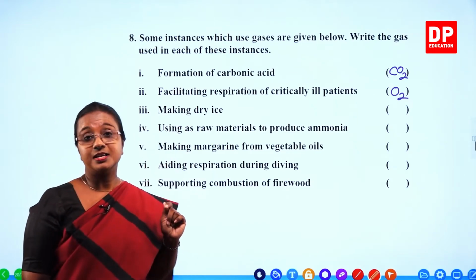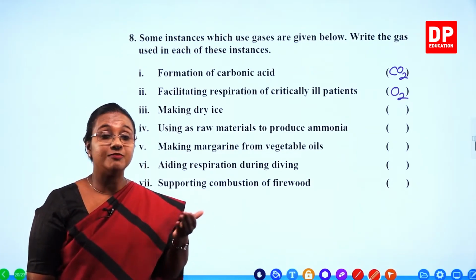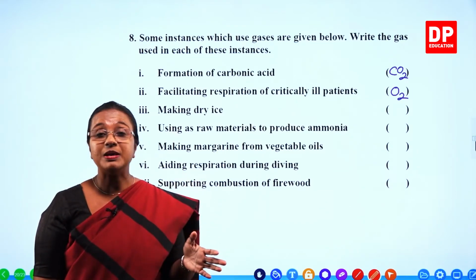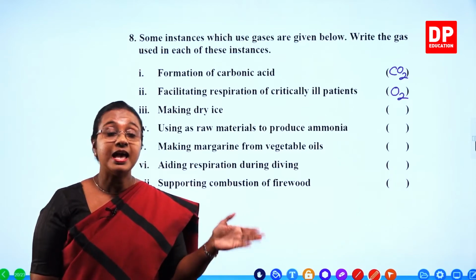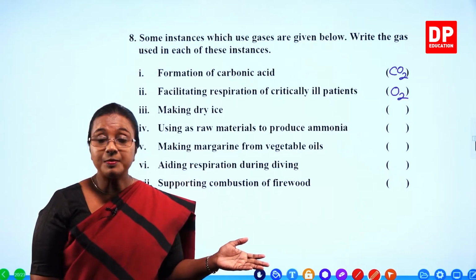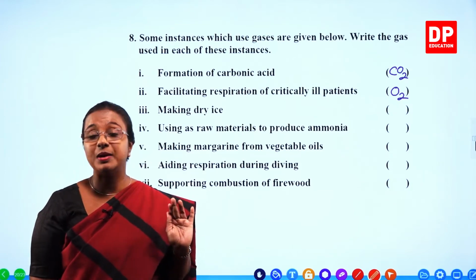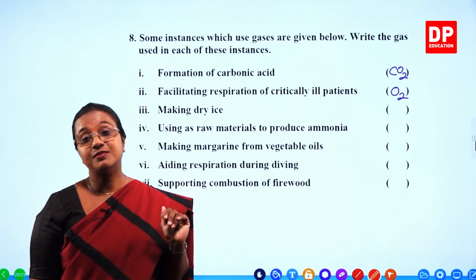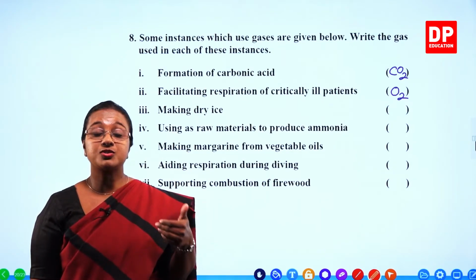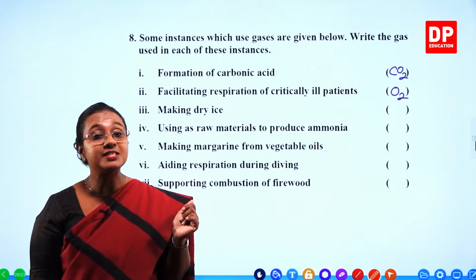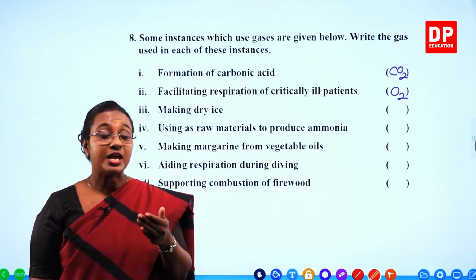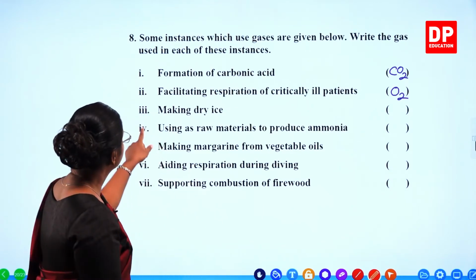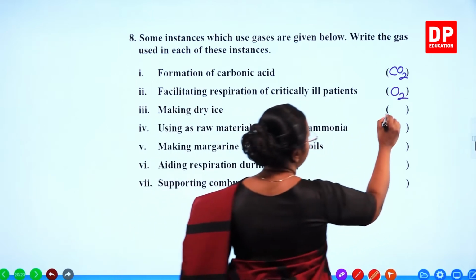Then making dry ice, that is carbon dioxide. Carbon dioxide gas on cooling solidifies. It does not become a liquid, it directly solidifies, and on heating the carbon dioxide solid becomes carbon dioxide gas, and that has a temperature of minus 77 degrees Celsius. Carbon dioxide solid has a temperature of minus 77 degrees Celsius. So that is why we call it dry ice, and it is used as a supercooler. So making dry ice is carbon dioxide.